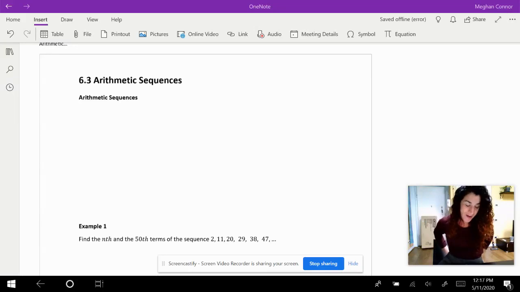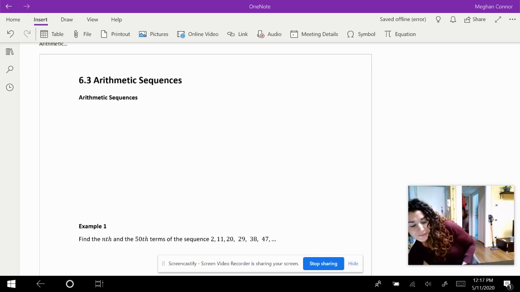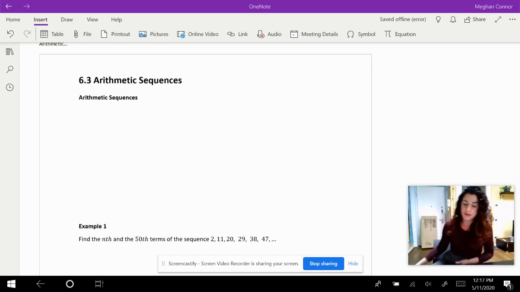Right, so we are moving on to arithmetic sequences. Here's the general idea of what I wanted you to take away from our previous lesson. I just wanted you to see patterns in numbers, and to recognize that you could be given a list of numbers or a definition of a list of numbers, like your explicit formula or your recursive formula. That would be a definition of a pattern.